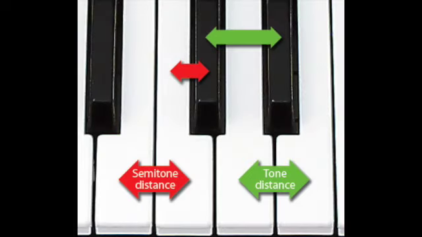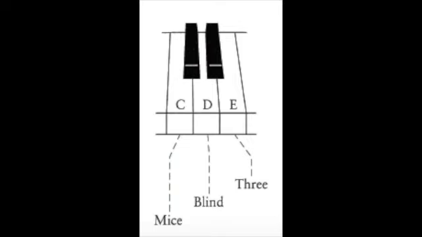The whole step, or whole tone, is equivalent to 2 half steps, D to E, E to F sharp, F sharp to G sharp, and so on. The song Three Blind Mice starts with 2 whole steps going down.